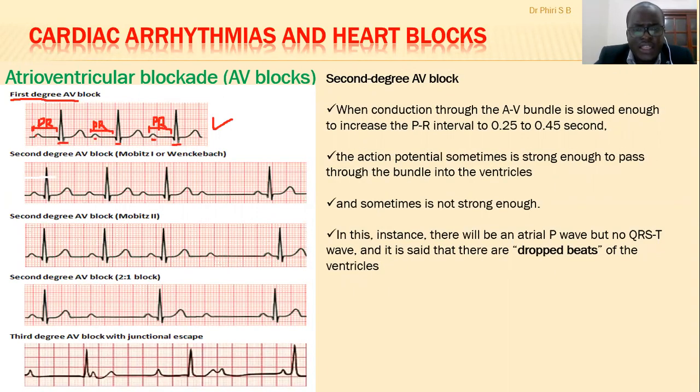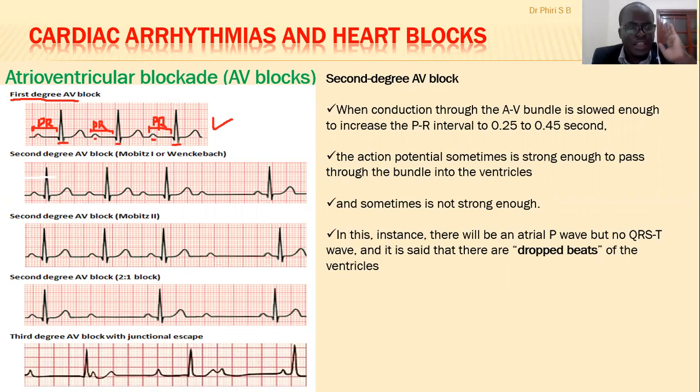Okay, so this is the second degree heart block. This is just the general information for the second degree heart block. So the first degree heart block, the first thing that you need to know is that you have prolongation of PR interval, but this prolongation is consistent from one beat to another beat.